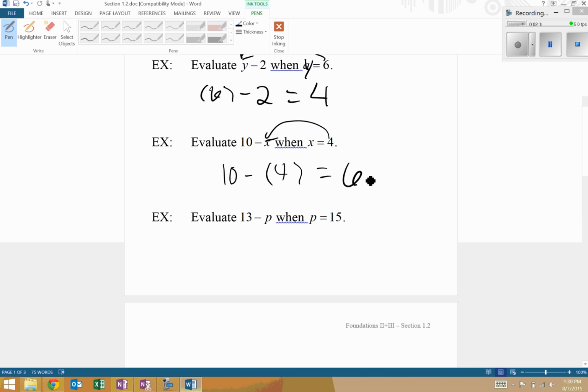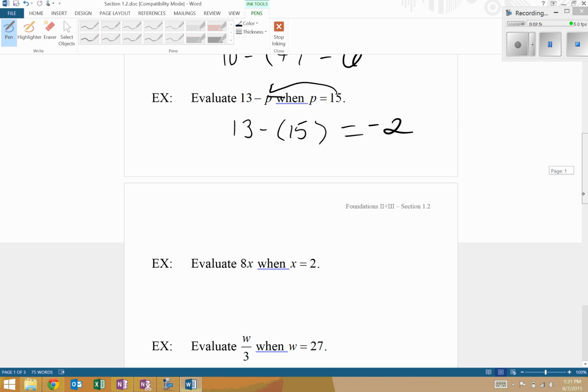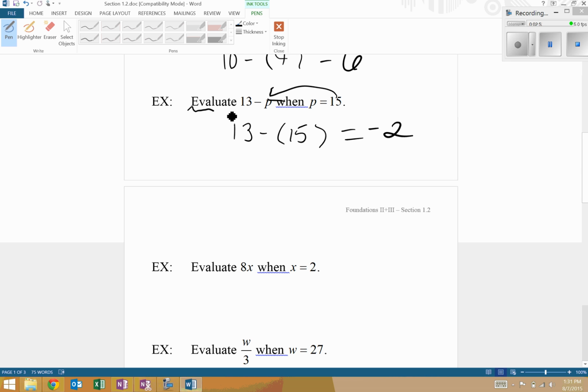Feel free to pause this or rewind if I'm going too fast. So again, 15 in for P, 13 minus 15. Going to end up actually with a negative number here because you're taking a bigger number away from that smaller guy there. And you're going to get negative 2. So those are kind of simple addition, subtraction, variable expressions. Plug it in, put in parentheses just to highlight the fact that you just plugged it in, and kind of solve away. Evaluate is just a fancy word for solve.